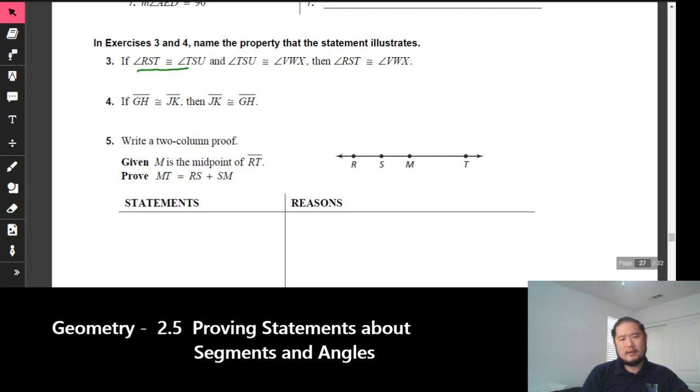Right, 1, 2, 3. There's a good chance that I would believe that there's a transitive property. Let's see if that holds true. If I go ahead and put that as A, TSU as B, I see TSU again, B, VWX, statement 3, or C. And then finally at the end, right here, A is equal to C. Guess what? We have ourselves a transitive property. So that's the transitive property. And remember, because we're dealing with angles, we can go ahead and say angle congruence.